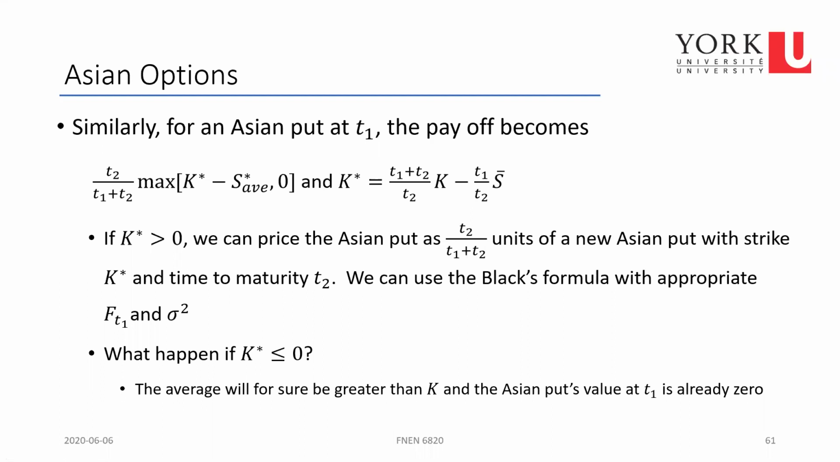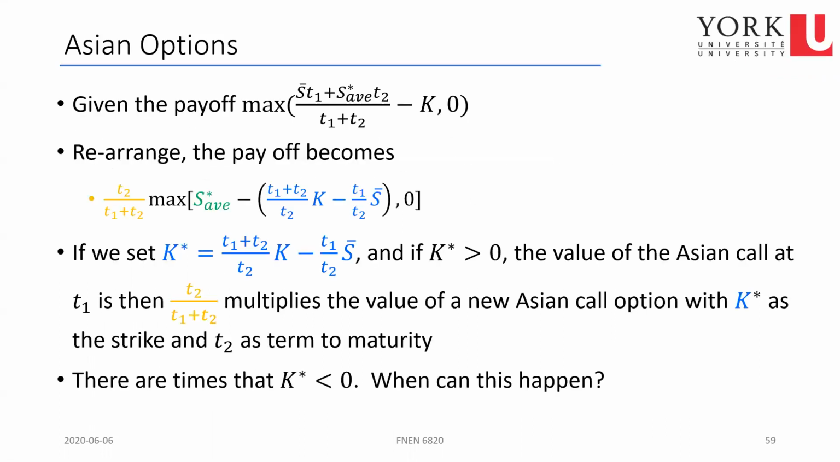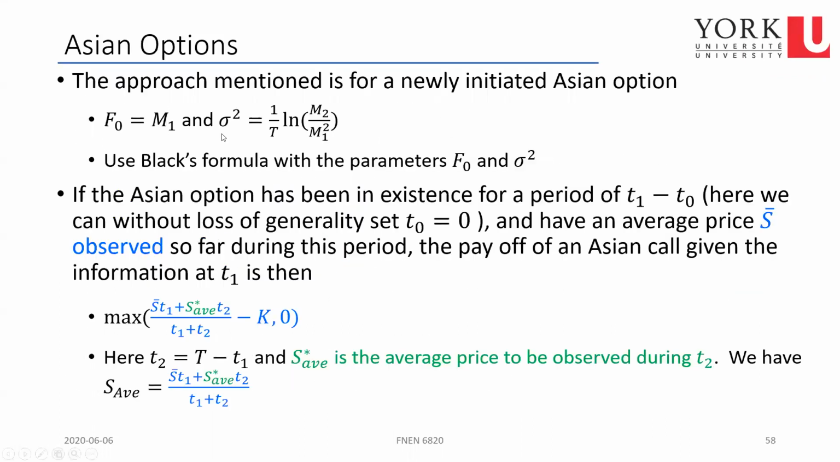Now to price the Asian option, we need those M1 and M2 terms, right? We talked about needing M1 and M2 so that we can get F naught and sigma squared for Black's formula. And later on at any time T1, we still follow this, but we just need to do an adjustment. So what are those M1 and M2?